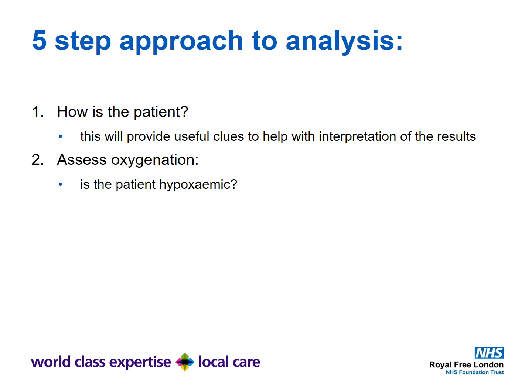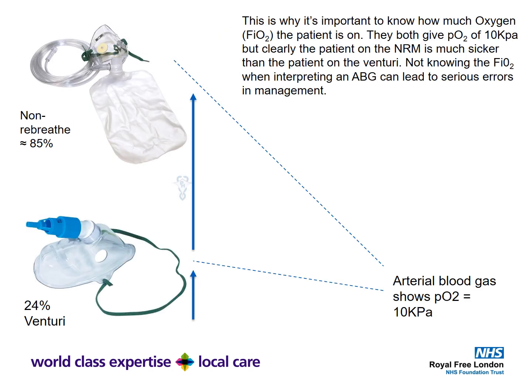The second thing you then want to ask is, what is the oxygenation? Is the patient hypoxemic? So when thinking about hypoxemia, I want you to have a look at this diagram closely. Now let's say we have two patients. The first patient is on a 24% Venturi mask, and we do an arterial blood gas, and it shows that his PO2 is 10, which is roughly in the normal range.